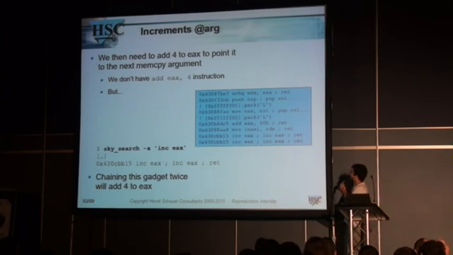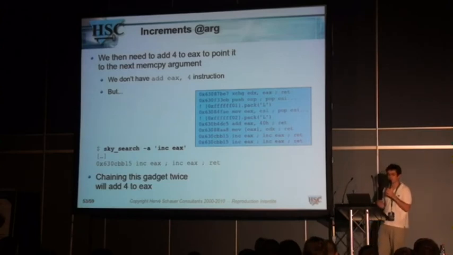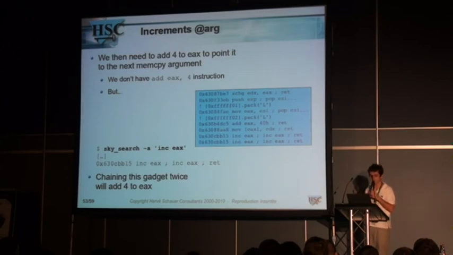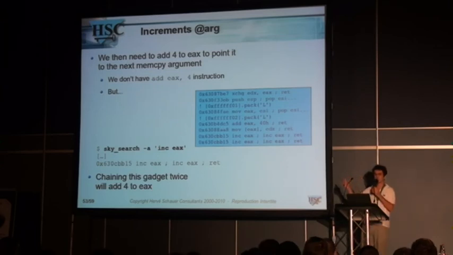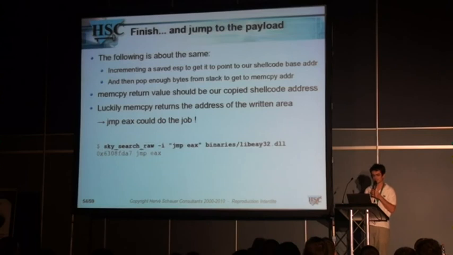And then we need to add 4 to EAX to point it to the next memcopy argument. But we don't have an add EAX, 4 instruction. But if we look for instructions that operate on EAX, we will find an instruction which does inc EAX. So if we combine this gadget twice, we will indeed add 4 to EAX. Okay, so we are almost done.